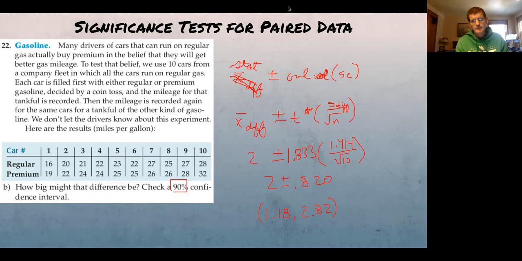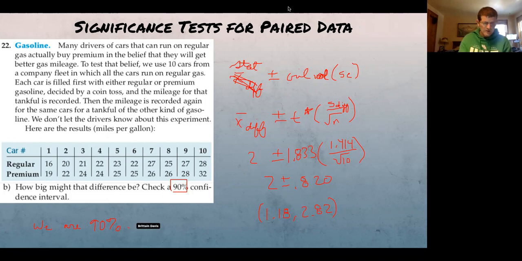Okay, I'm not writing out my final statement, but I'll just verbally say it. We are 90% confident that the interval from 1.18 to 2.82 captures the true mean difference that a person might get in miles per gallon for using premium versus regular gas. I'm not sure I like exactly how I phrased it, but you get the idea.